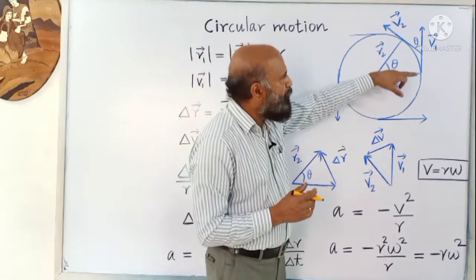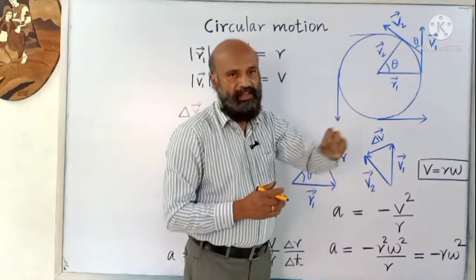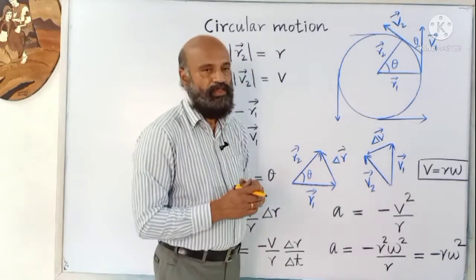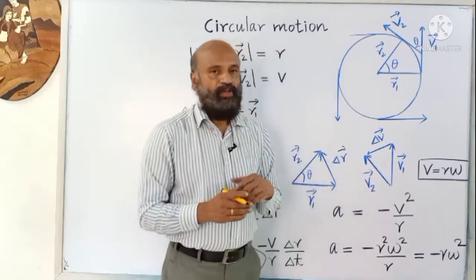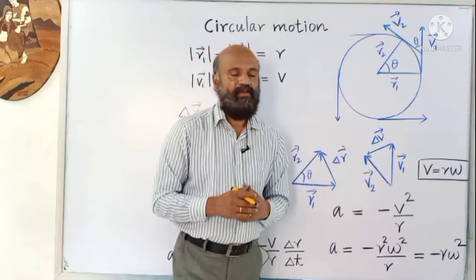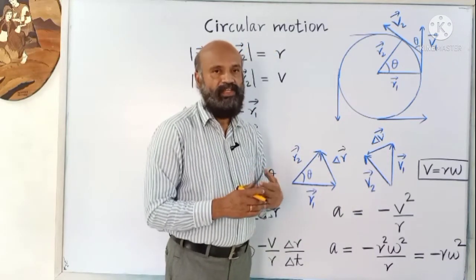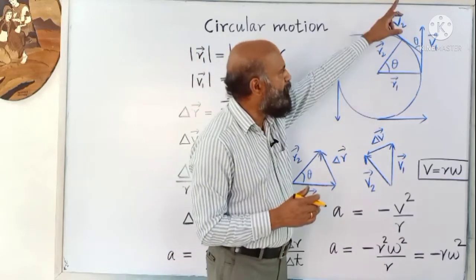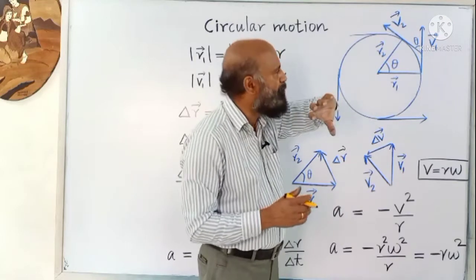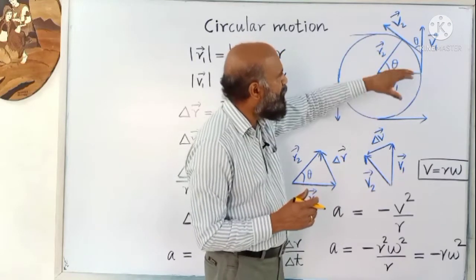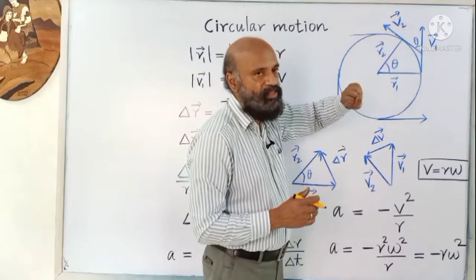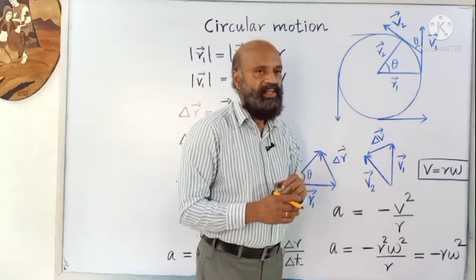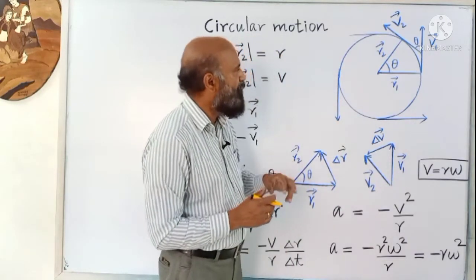The direction of the velocity is continuously changing. Then as per Newton's law, if velocity is to change, force is needed. So if velocity is changing, the body is said to have acceleration. Even though its magnitude is not changing, its direction is changing. So velocity is changing, so there is an acceleration. That acceleration is called centripetal acceleration.